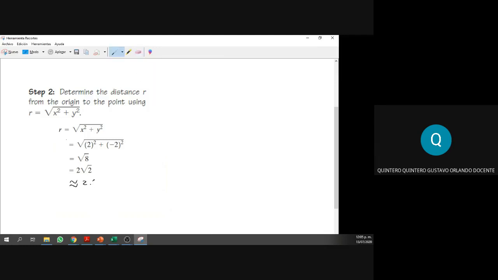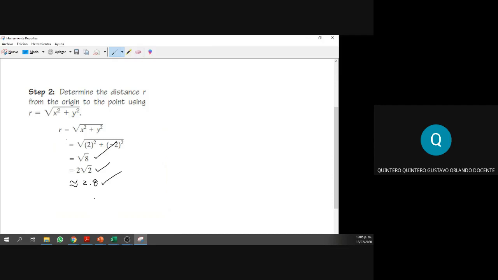Can anybody do this in the calculator, please, and tell me if I am right or I am wrong? I feel like that is 2.8. How much is that, the square root of 8? Thank you, Castro. Thank you, brother. Yes, 2.8.